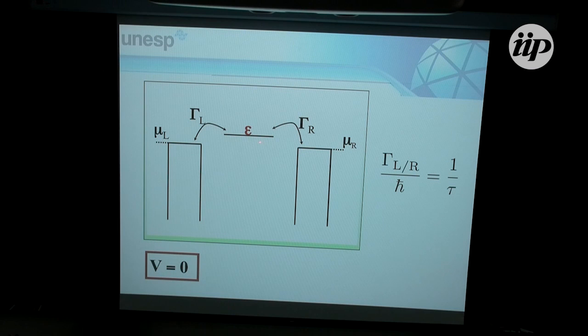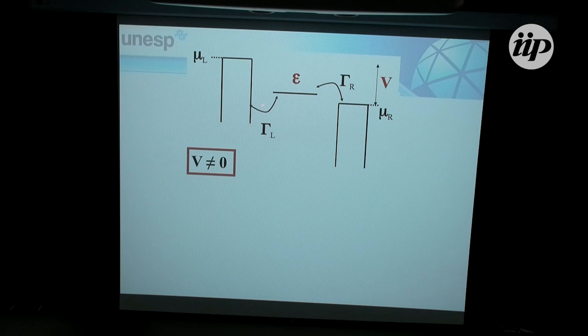Okay, now I apply a bias. So basically what I'm doing is I drive my system out of equilibrium. I keep these quantities the same, so they're featureless again. They're the same, independent of bias. Okay, so how do I solve this problem now? I can think of solving this problem in the following way. Let's say I initially decouple my right electrode. So I decouple my right electrode, and my system now is a single site coupled to the left electrode.